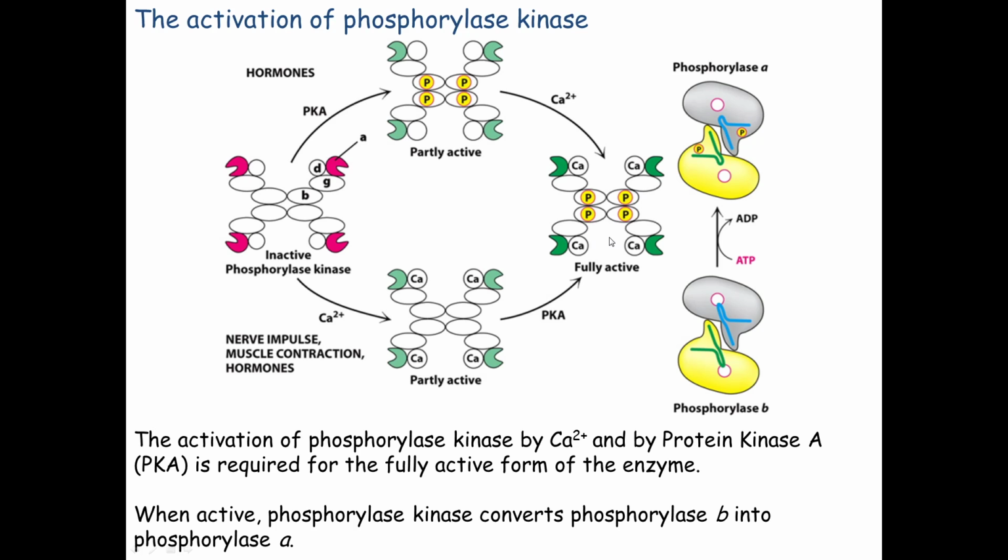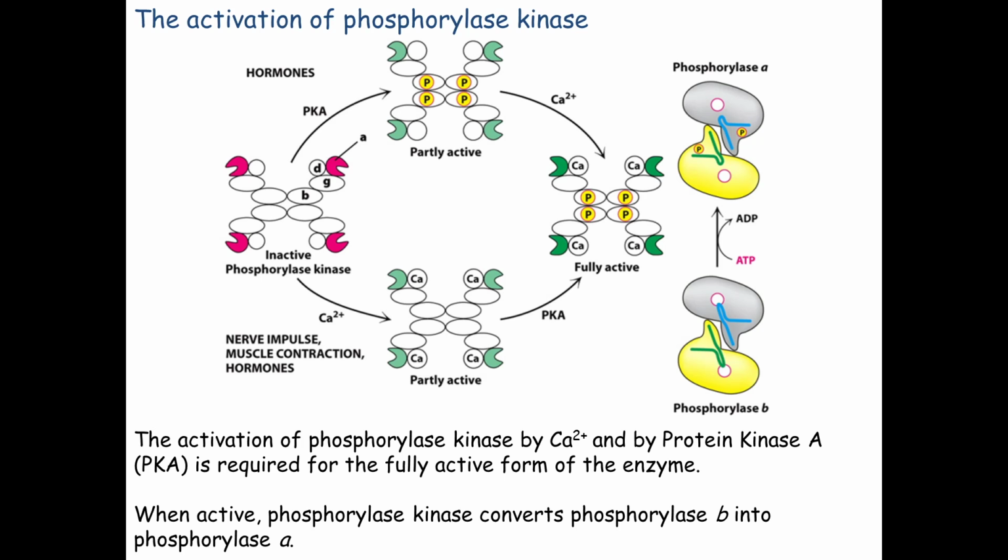It's active only when phosphates are present, so something must have put those phosphates on there, and that's yet another kinase. This one you've heard of before. It's called protein kinase A. Right? When we talked about our cascade of events and cell signaling, we turned on one enzyme called protein kinase A, and I told you then it had many targets. One of those targets is phosphorylase kinase. Right? So protein kinase A phosphorylates phosphorylase kinase, which makes it active, and phosphorylates phosphorylase.